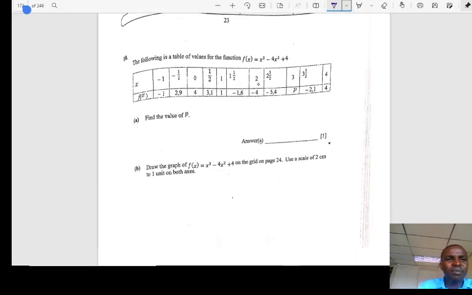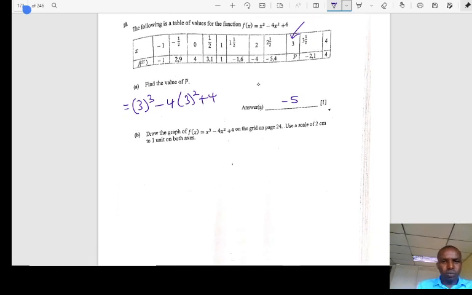3 marks. Then next, the following is a table of values for the function f of x. Find the value of p. P is when x is equal to 3. So you say p, it will be x, you put 3. So you say 3 cubed minus 4 times 3 squared plus 4. So you just punch in your calculator exactly like this. So 3 cubed, putting the brackets, minus 4 bracket 3 squared plus 4. You get minus 5.